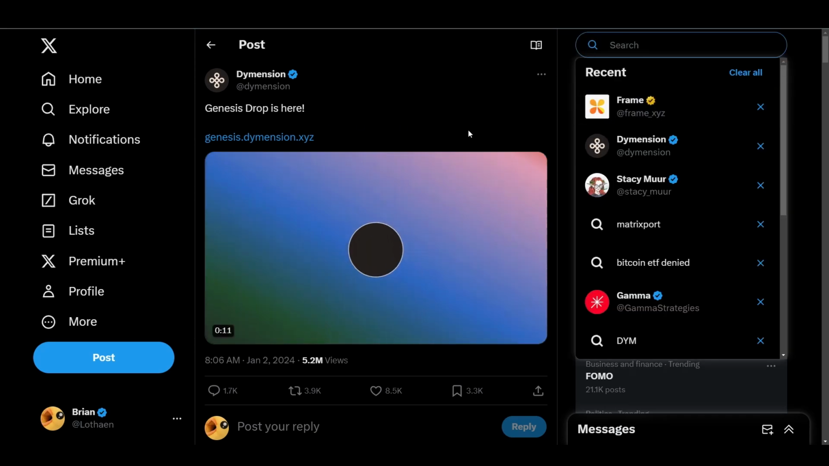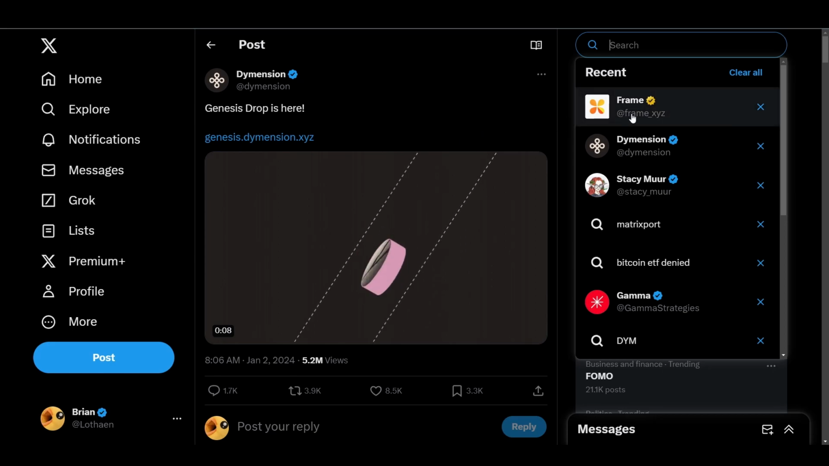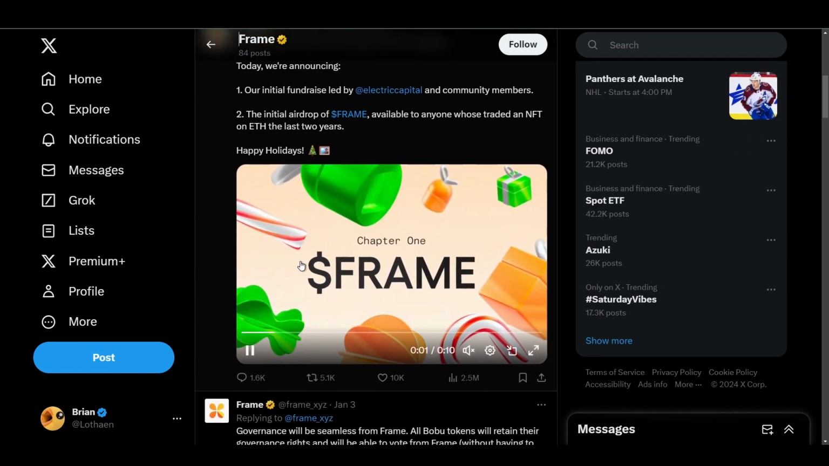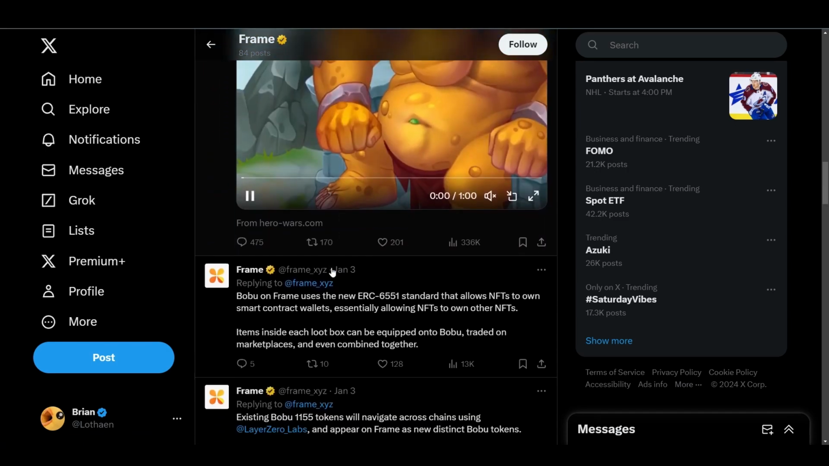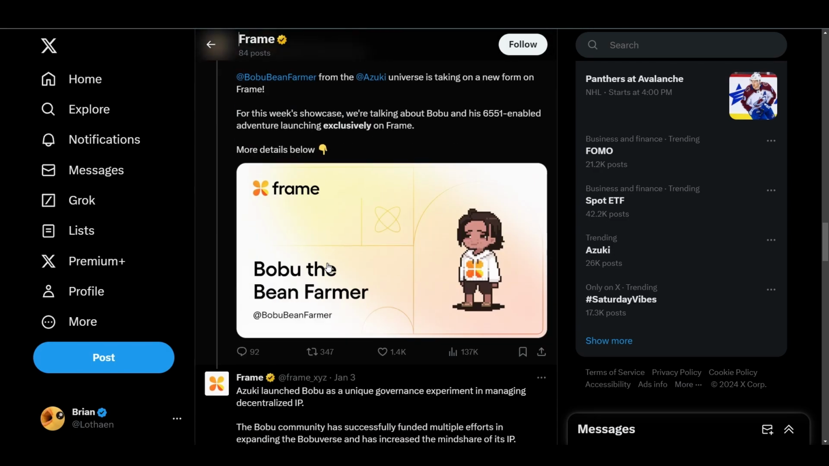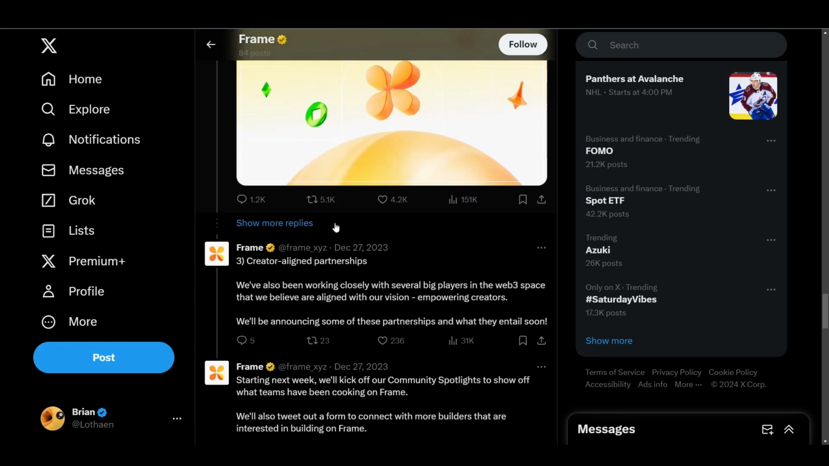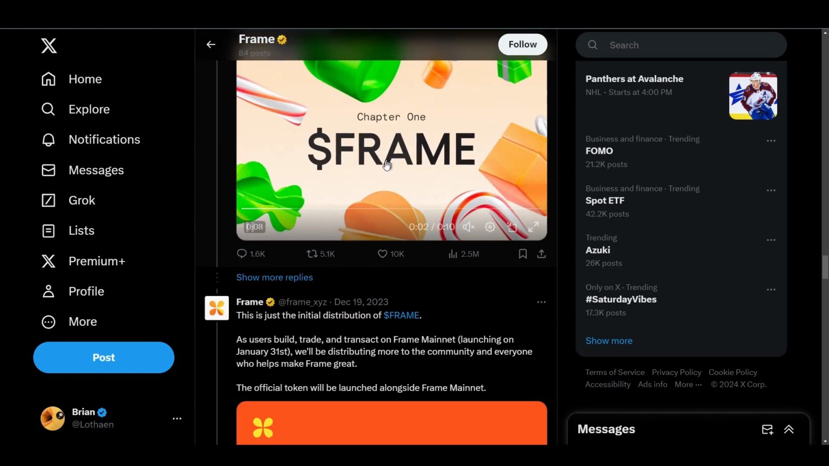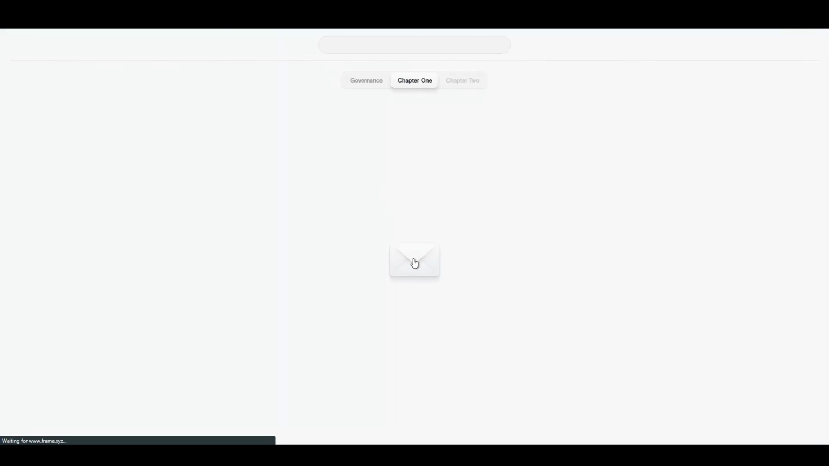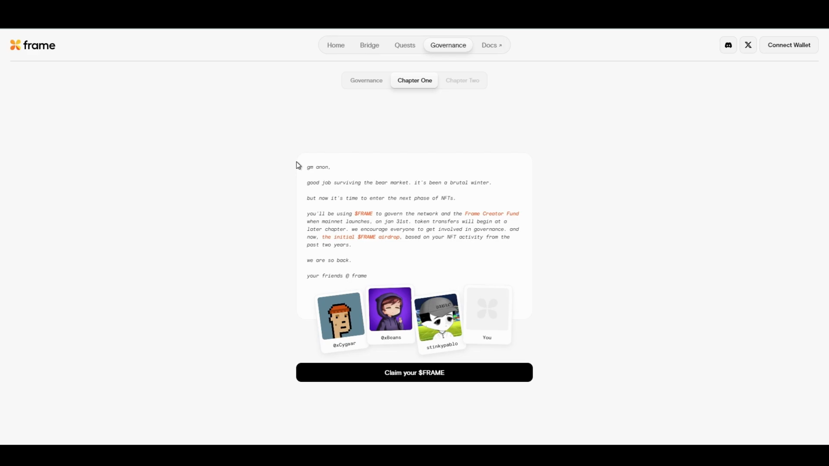Another one that seems safe, and again, please do your own research, don't rely on my stuff here, but these are official links that I've found, is Frame. Frame.xyz. If you scroll down on Frame's official Twitter, what the heck is that? Oh, that's Hero Wars. Like, I'm not buying Frame anymore. You'll find their airdrop somewhere in here. Time to enter next NFTs. Here it is, frame.xyz/governance. So this one is their official launch. You're going to get a Frame token if you used NFTs on mainnet, and it's going to launch January 31st.